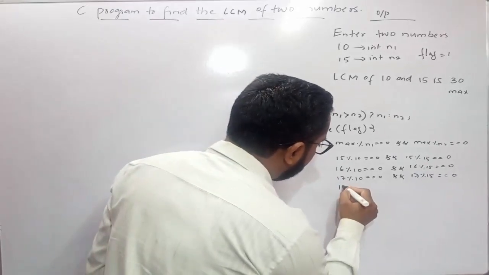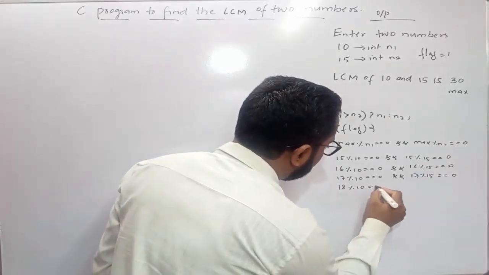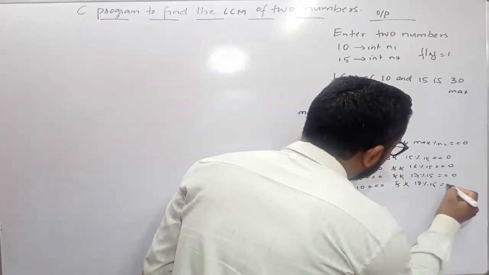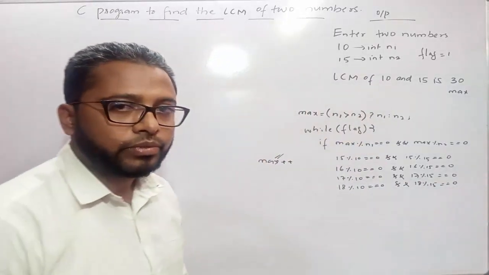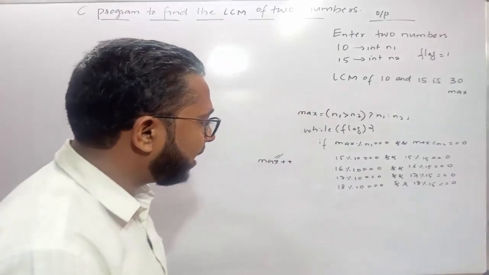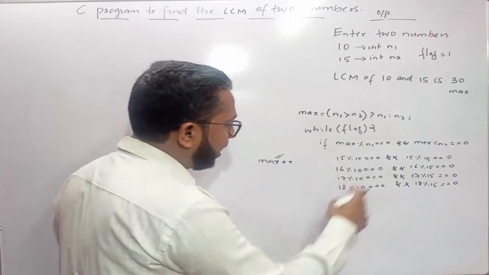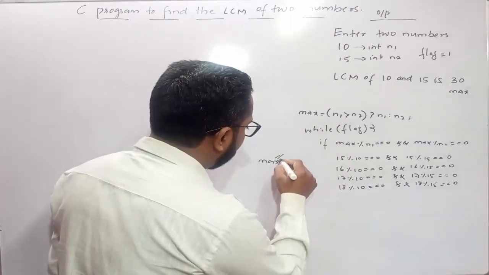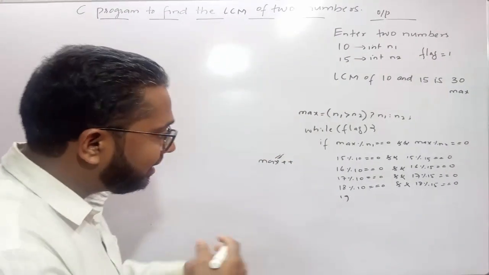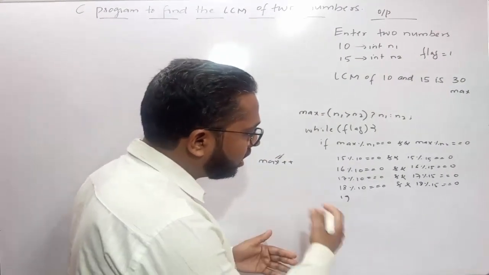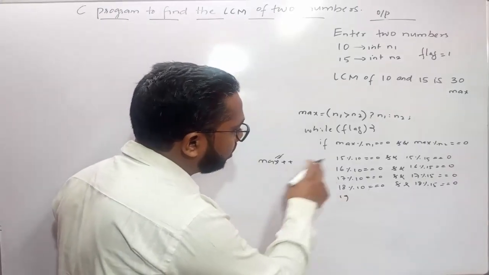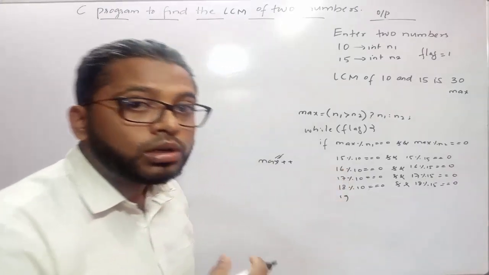Now max becomes 18. 18 mod 10 is equal to 0, and 18 mod 15 is equal to 0. Again both of these conditions didn't get satisfied. That's why control will come outside the if to increment the value of max by 1, and now max becomes 19. Like this, the task gets executed again and again for each and every value of max, starting from 15 up to 30.